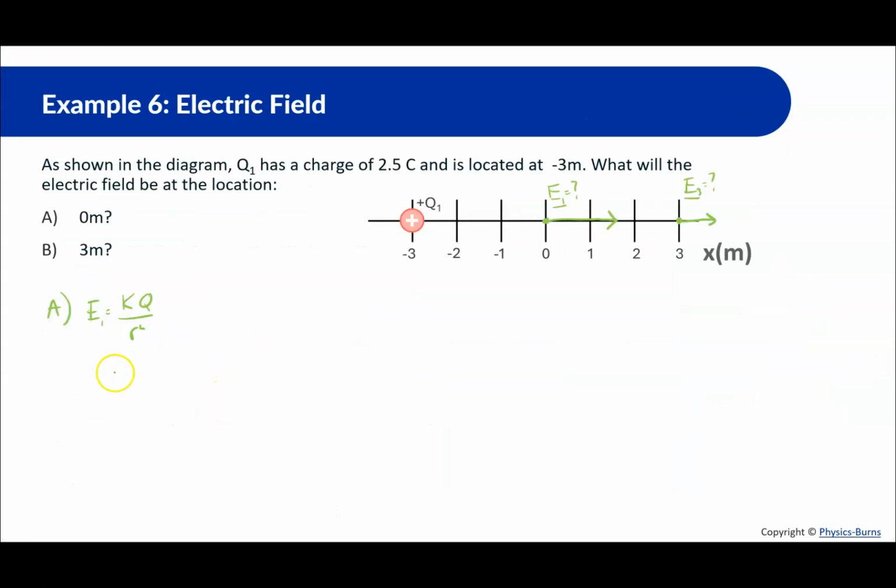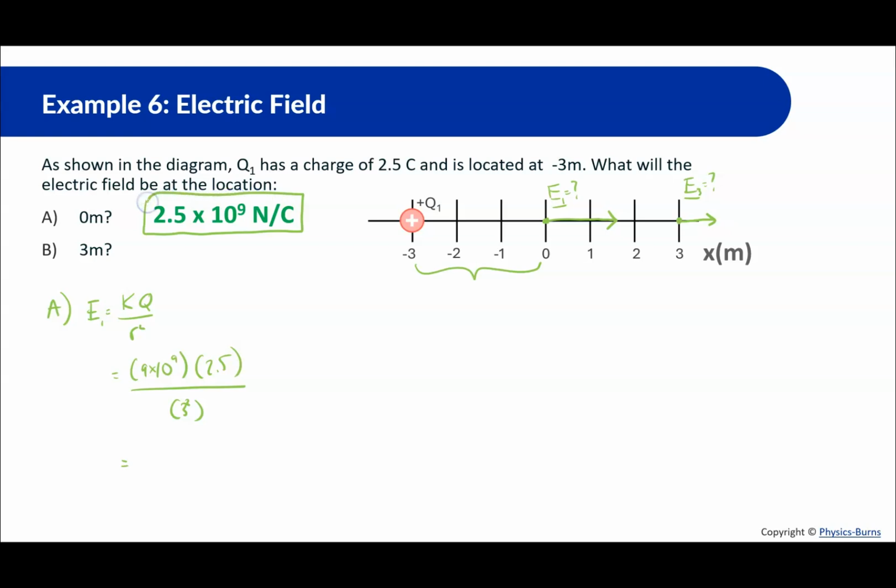All right. So now let's plug this in. We have 9 times 10 to the power of 9. Q is 2.5 coulombs, and how far it is, so this is going to be a distance of 3 meters away. So that's going to be 3 squared. So I'm going to put this all into my calculator, and let's see what we get. 9 times 10 to the power of 9 times 2.5 divided by 9, and we get a big number, 2.5 times 10 to the 9th newtons per coulomb.